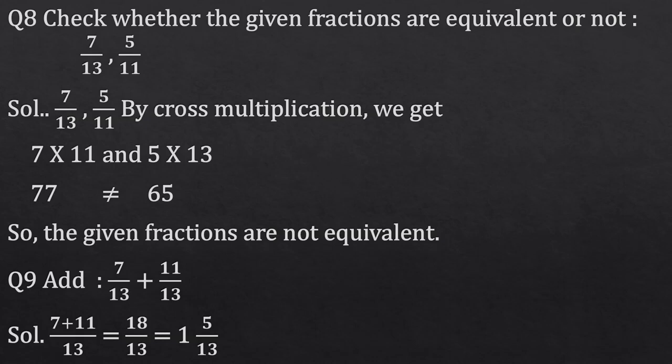Question number 9. Add 7 upon 13 plus 11 upon 13. This is the addition of like fractions. So write down denominator once 13, add the numerator 7 plus 11. It is 18 upon 13. Convert into mixed fraction 1 and 5 upon 13. If you have done addition correct, that is if you have left it up to 18 upon 13, then give half marks and deduct half marks if you have not written it in the mixed fraction.